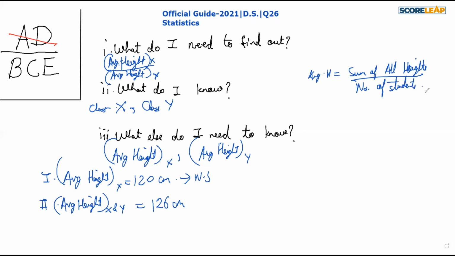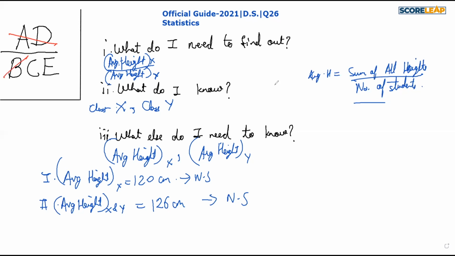Okay, so we know the average height of all the students in class X and class Y combined, but we still don't know the number of students in class X and class Y. So this statement is also not sufficient. If we knew the number of students in each class, or if they had given that there are an equal number of students in both classes, or the ratio between the number of students, then we could figure out the ratio of the average heights. Otherwise we cannot. So statement 2 is also not sufficient.